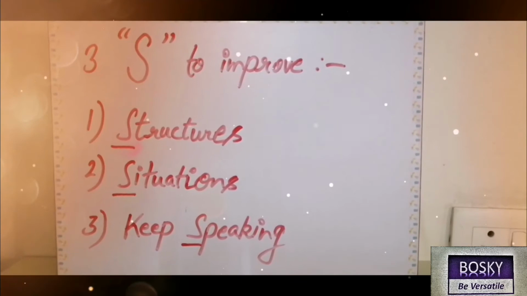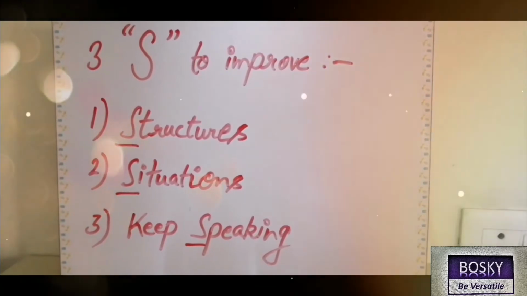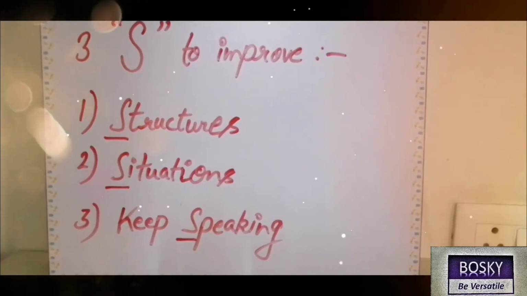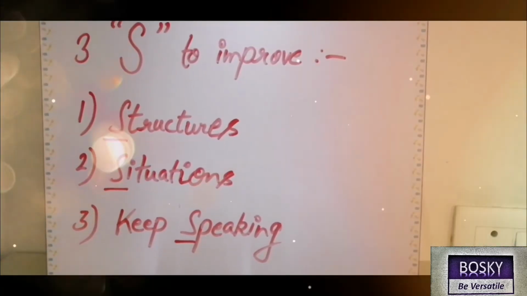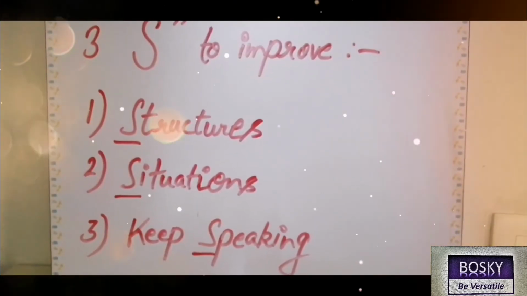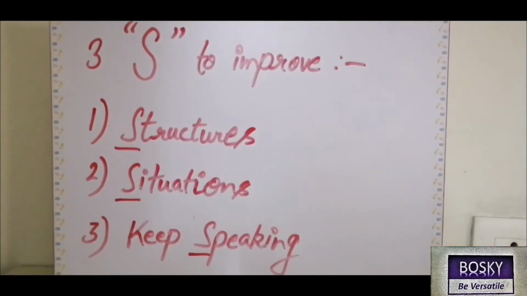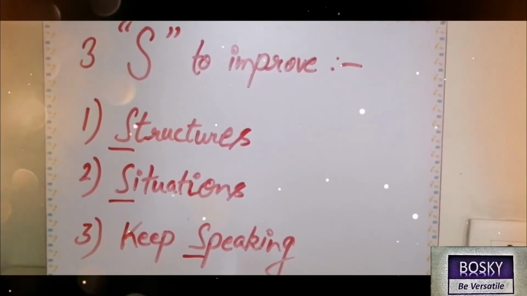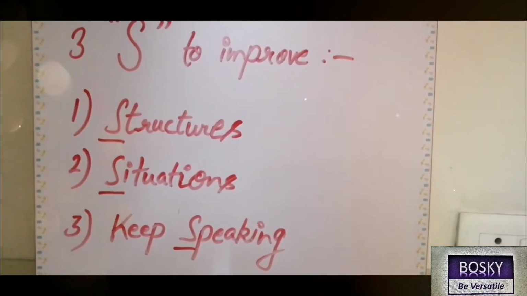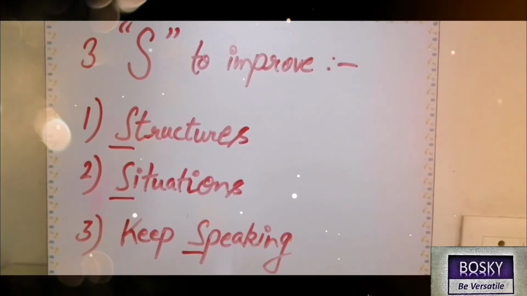Throughout this mini course, you need to do one thing. Just remember these 3 S to enhance your English language skill. First is structures. Structures of sentences, that means formula of making sentences. You need to know. After knowing the formula of making sentences, it is situations where you are going to apply. In which particular situation you are going to use those structures. And the last one is keep speaking. If you won't practice speaking it, you can never get fluency you desire.